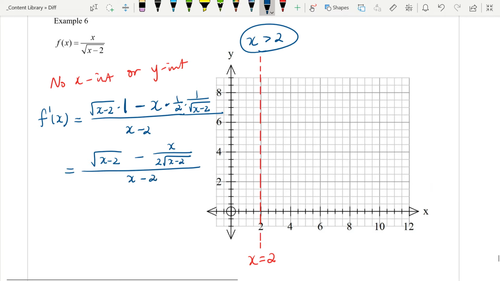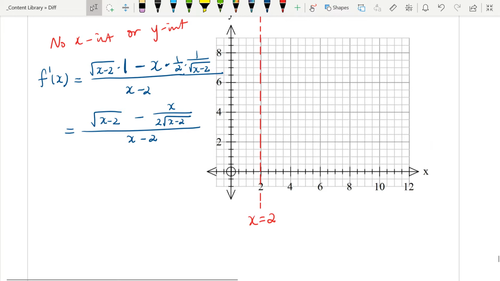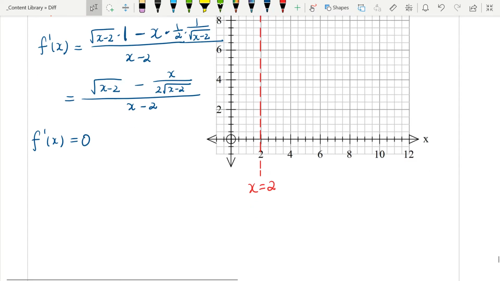I don't want to simplify it. I'll tell you why. You can simplify it, or I can just directly solve. What I need is f'(x) equals 0, because I just want to solve for the derivative equal to 0. So I need the numerator to be 0. It's a fraction, I don't care about my denominator. Just make the numerator equal to 0.